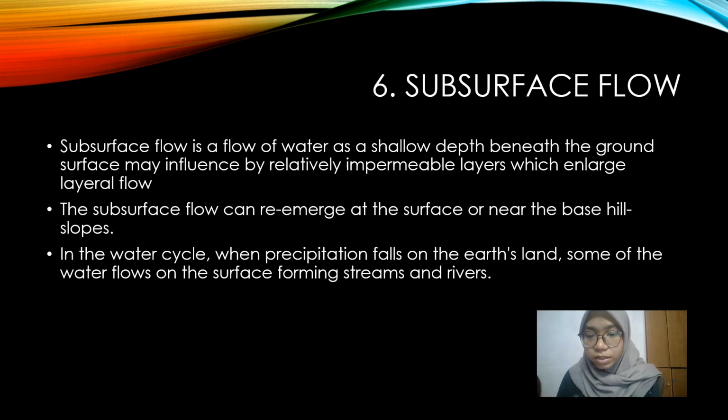Subsurface flow. Subsurface flow is a flow of water at a shallow depth beneath the ground surface, which may be influenced by a relatively impermeable layer. Second, the subsurface flow can re-emerge at the surface or near the base of hill slopes. The third one is, in the water cycle, when the precipitation falls on Earth's land, some of the water flows on the surface, forming streams and rivers.